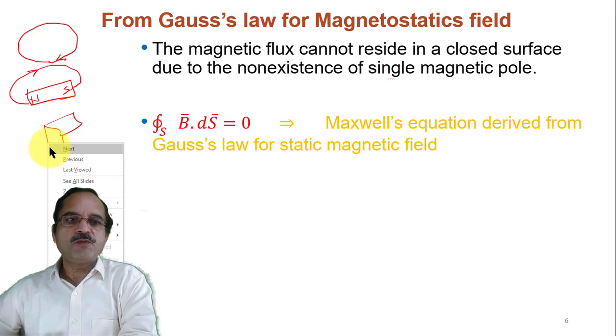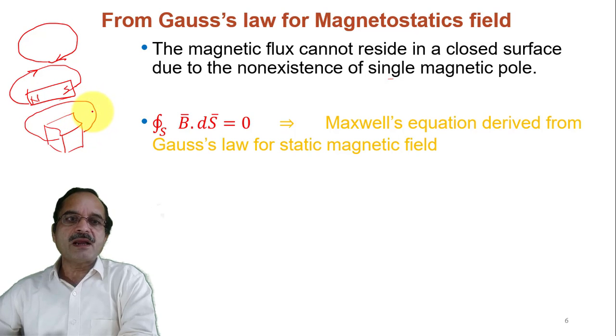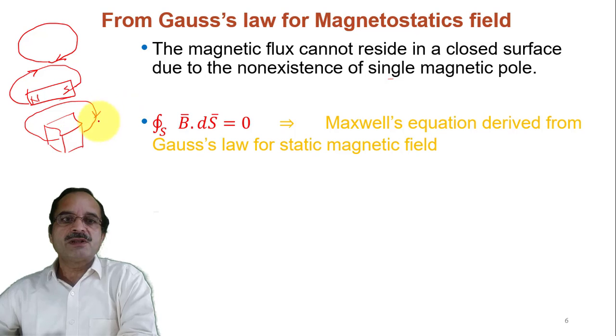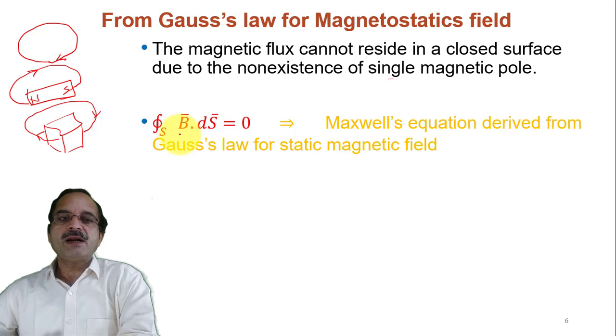So this means if we have some closed surface and inside this closed surface there is a magnetic field, then we have discussed the magnetic field always exists in the form of loops. So whatever flux is entering inside this closed surface, the same amount of flux is leaving outside of this closed surface. So mathematically we write it as surface integral B dot dS is equal to 0. So this is the Maxwell equation derived from Gauss law for magnetostatic field, and this is the integral form.